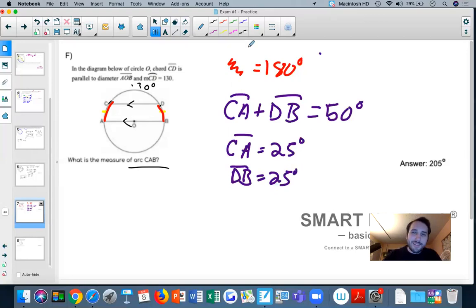Okay, but here's the thing. Let's go back to the question. I want CAB. So C to A to B. That means I need arc CA plus AB. But AB is a diameter. So let's highlight this for you. This arc is 180 degrees.